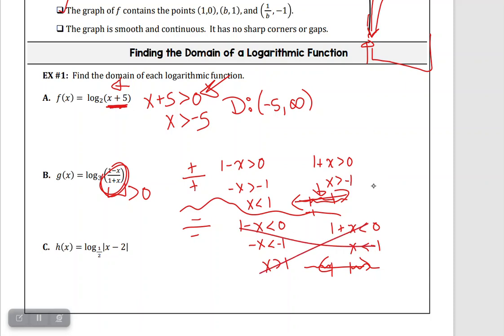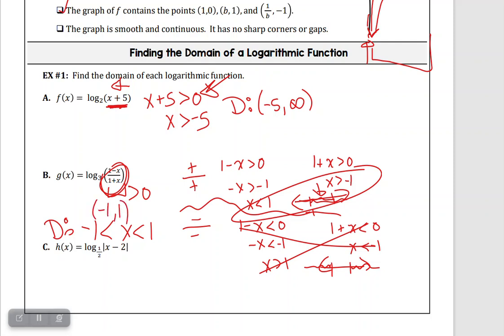So when we're talking about our domain for this, it has to be an x where it is greater than -1 and less than 1. So -1 to 1.